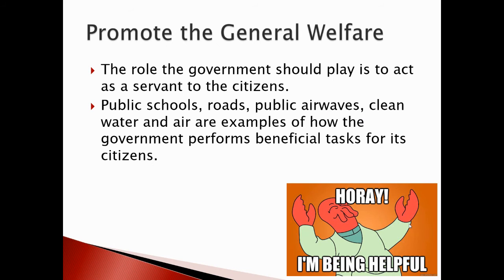All right, to promote the general welfare. And few people actually realize that the government is supposed to actually be the servant of its citizens. The government doesn't give us rights. The Constitution guarantees our rights so that the government will not impede upon them. And so the government should act as our servant. And as a result of that, the government should provide us with public services like public schools and roads, public airways guarded by the FCC, clean water and air, protecting the environment for our own health and well-being. Those are good examples of how the government is supposed to promote the general welfare.